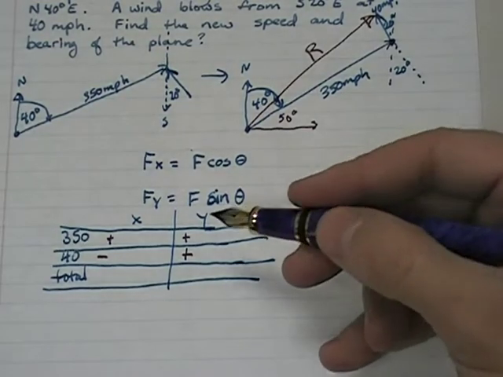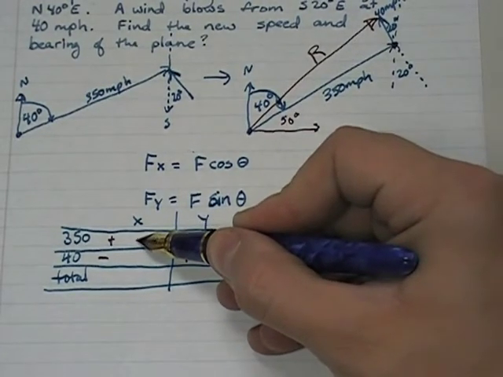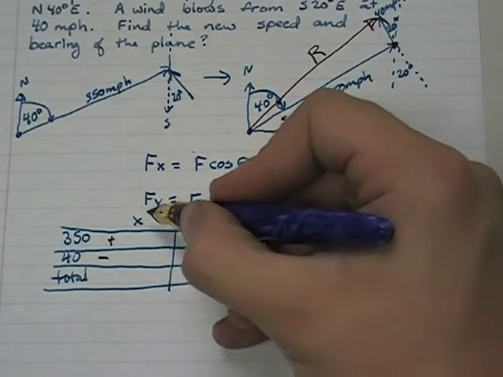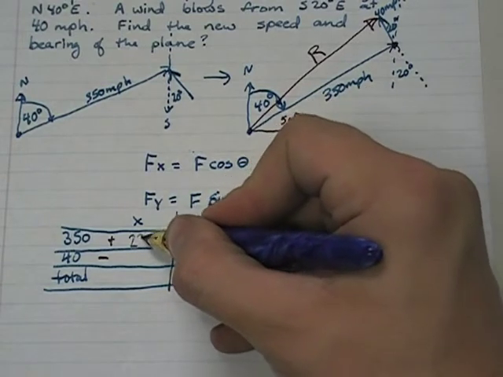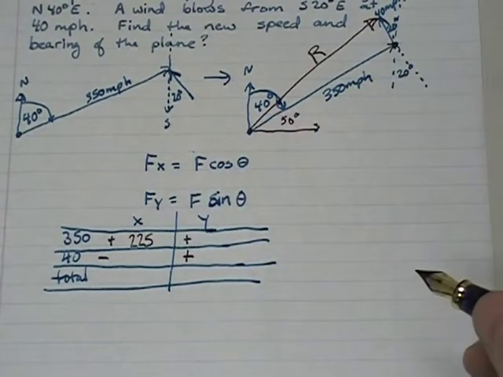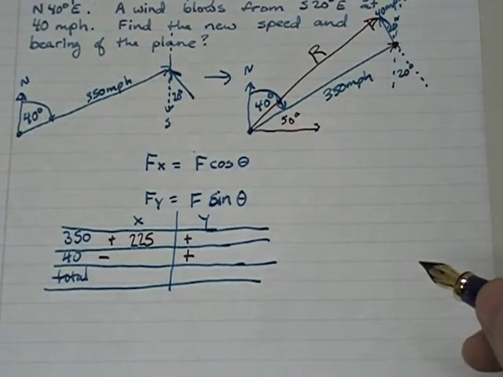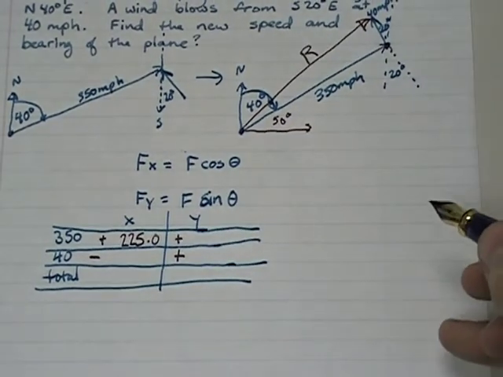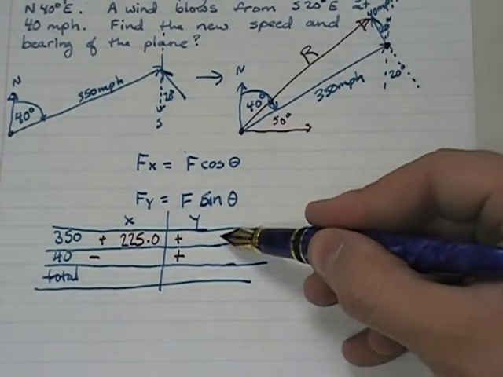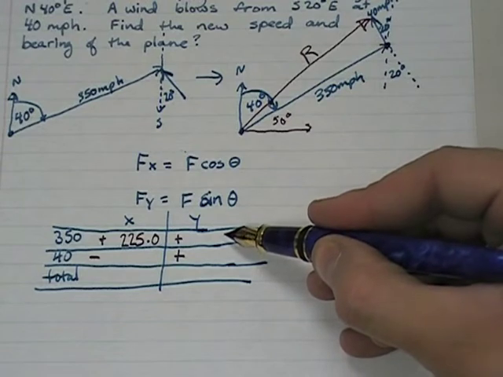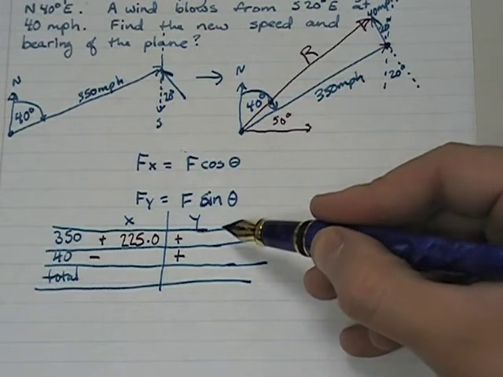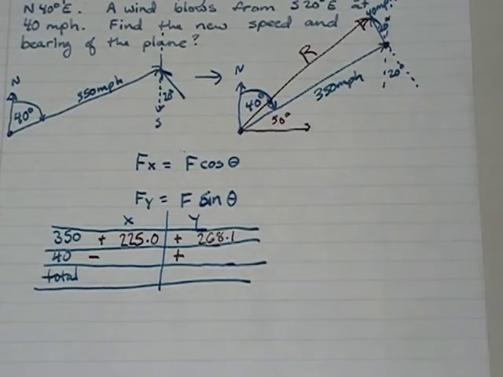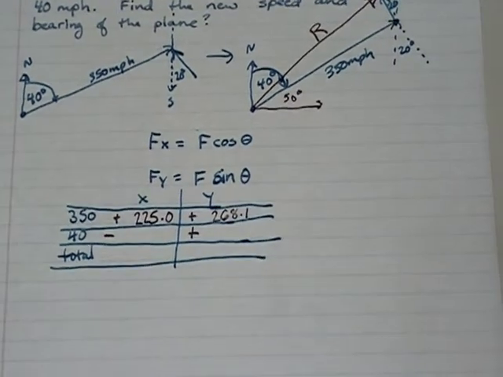Okay? So this will be 350 cosine of 50. And 350 cosine of 50 will give me 225.0 if I go for significant figures. And this here will be 350 sine of 50, and that gives me 268.1 if I go to 4 significant figures.